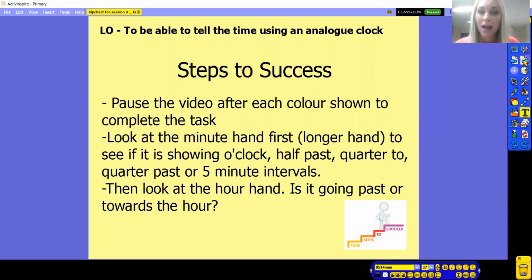First of all, you need to look at the minute hand, which is the longer hand, and you need to see if it's showing o'clock, half past, quarter to, quarter past, or if you need to count in 5s for 5-minute intervals. You also need to make sure that when you're counting in 5-minute intervals, that you're counting clockwise if it is past and anti-clockwise if it is to. Then you need to have a look at your hour hand and figure out, do you need to look for the hour number that it's gone past or the hour number that it's going towards.